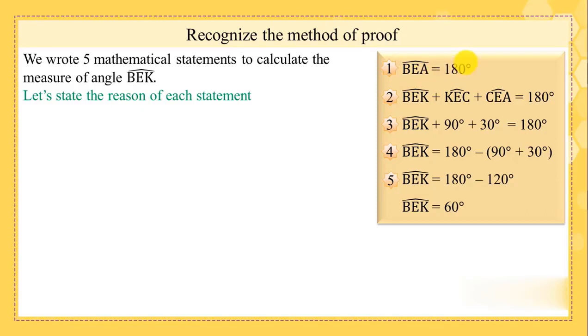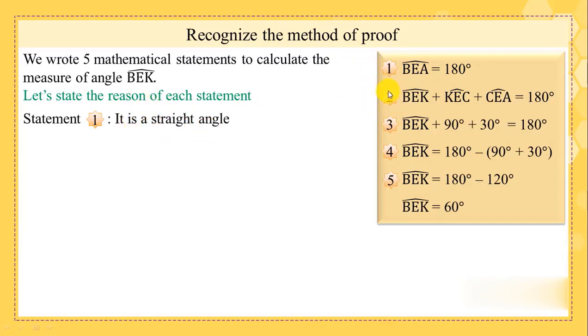Let's start by statement 1. Statement 1, BEA is equal to 180 degrees. What is the reason behind this statement? In the previous activity, we saw in the figure that BEA is a straight angle. For this reason, we wrote BEA equal 180 degrees. So simply, the reason of the first statement is that it is a straight angle.